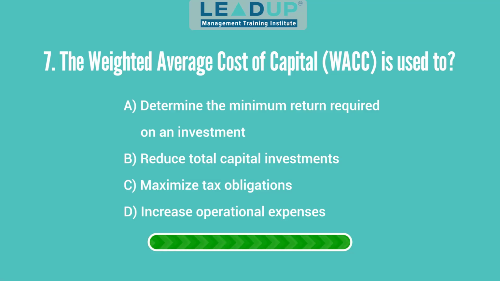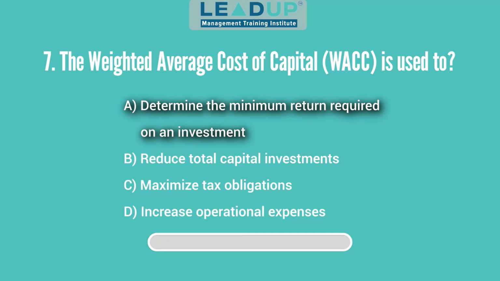Question 7. The weighted average cost of capital, WACC, is used to A. Determine the minimum return required on an investment. B. Reduce total capital investments. C. Maximize tax obligations. And D. Increase operational expenses. Answer: determine the minimum return required on an investment.